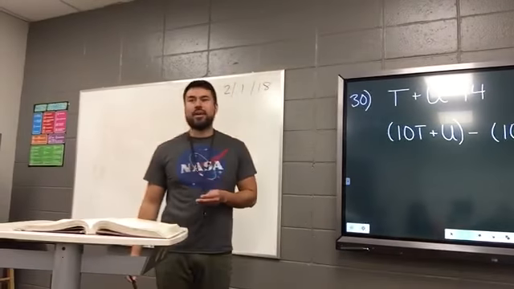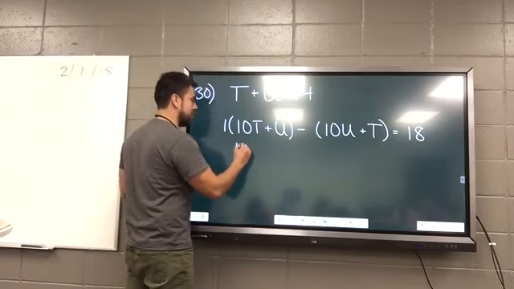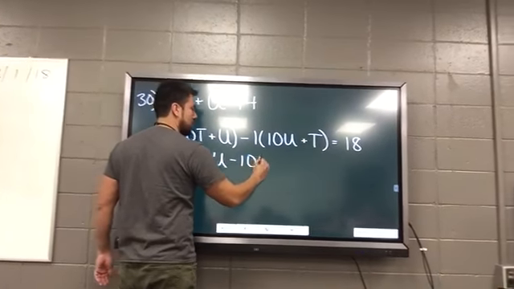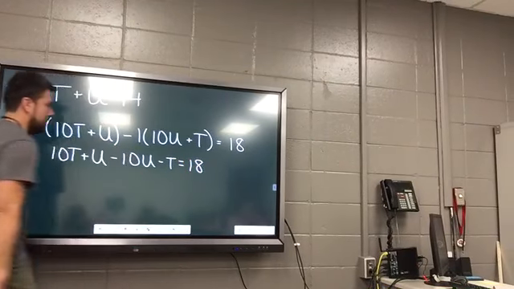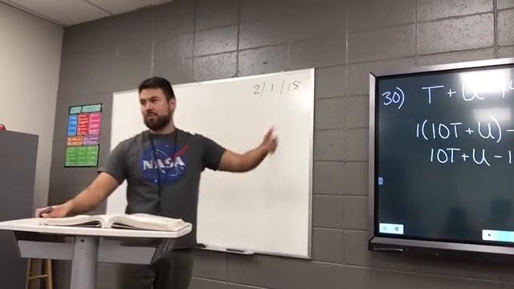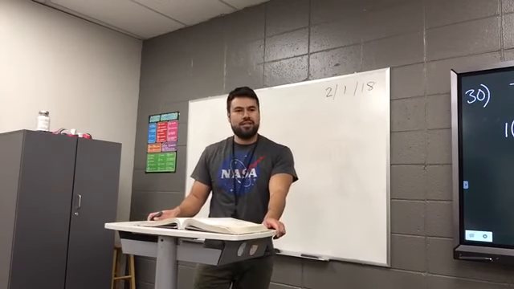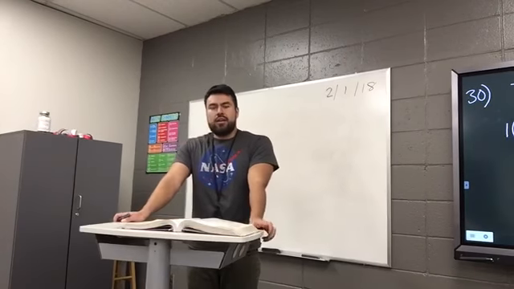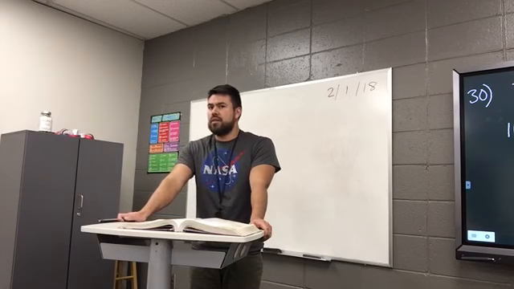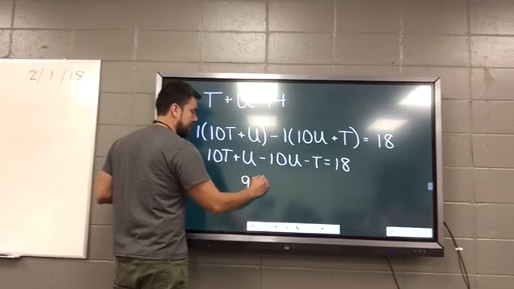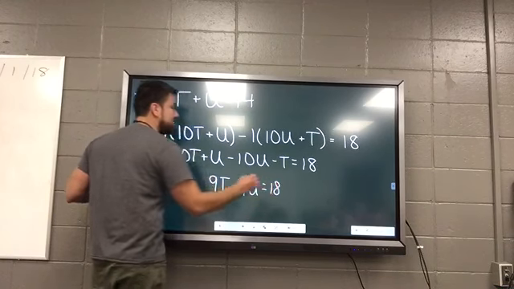Can you make that simpler? Okay, go ahead and do that. So here, I get 10t plus u. All that happened was those parentheses dropped. And then here, I have negative 10u minus t, and that still equals 18. Go ahead and simplify that as much as you can. See what you get. Some of you should be writing something, at least what I have on the board, if nothing else. And then get that into a simplified equation. Okay, your simplified equation should be 9t minus 9u equals 18. That's what it should be at least.